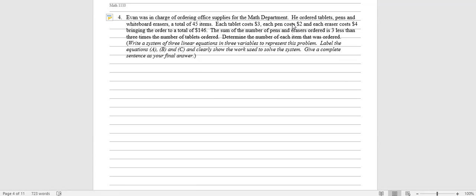Our fourth system is going to come from an application problem. Evan was in charge of ordering office supplies for the math department. He ordered tablets, pens, whiteboard erasers, a total of 45 items. Each tablet costs $3, pens cost $2, and each eraser costs $4, bringing the order to a total of $146. The sum of the number of pens and erasers ordered is 3 less than 3 times the number of tablets ordered. Determine the number of each item that was ordered.